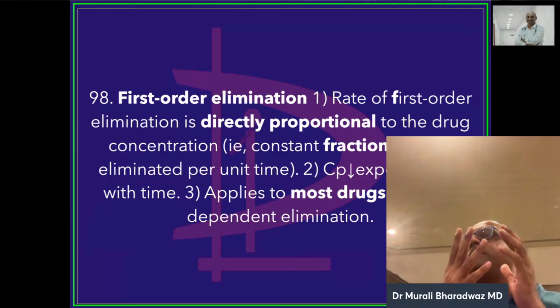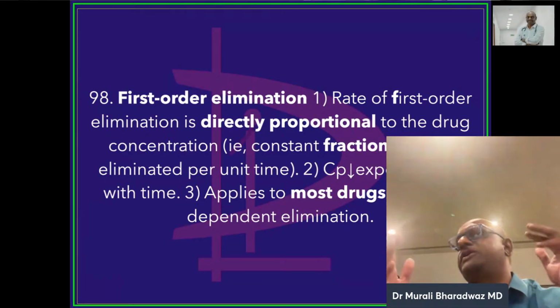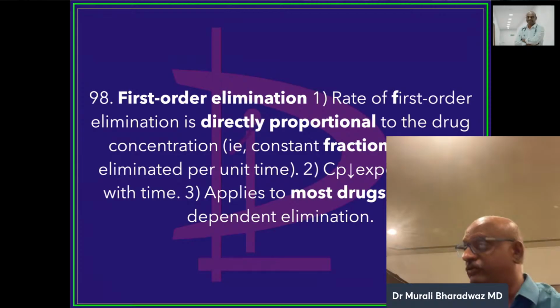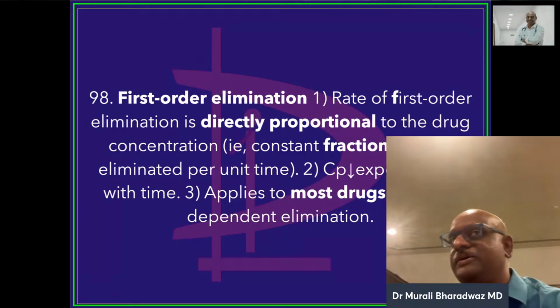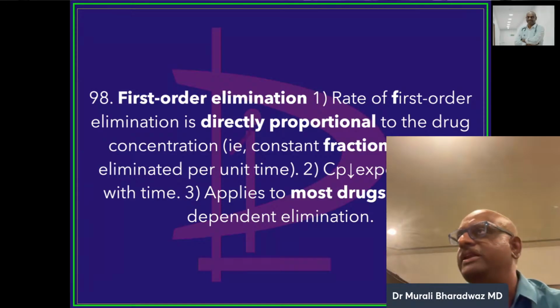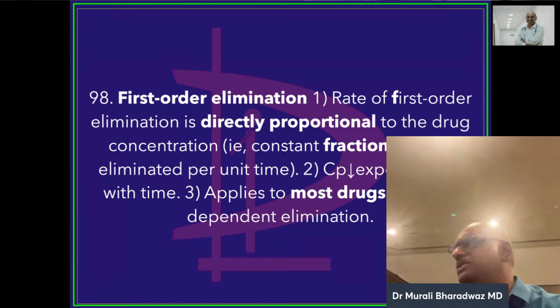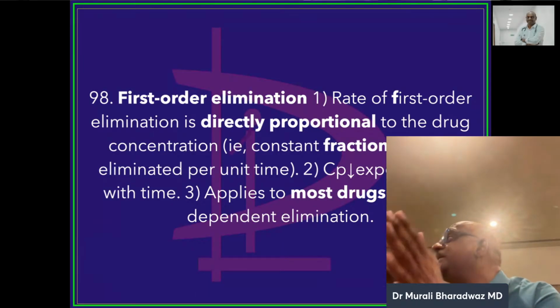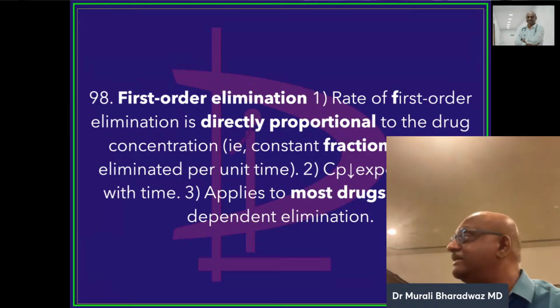Now, the rate of first order elimination is directly proportional to the drug concentration. Even if questions go out of this, you know how to guess if you are good with this. That is the beauty of the MCQ test. You don't need to know everything. You need to know how to eliminate. First order applies to most of the drugs. It is a flow-dependent elimination, whereas zero order is capacity-dependent elimination. For this, the enzymes are fixed.